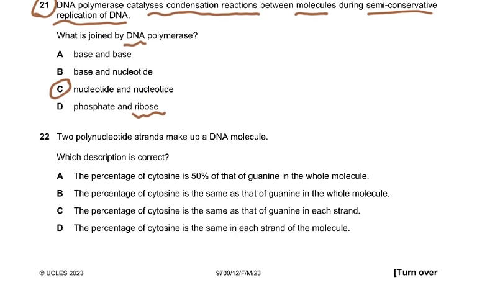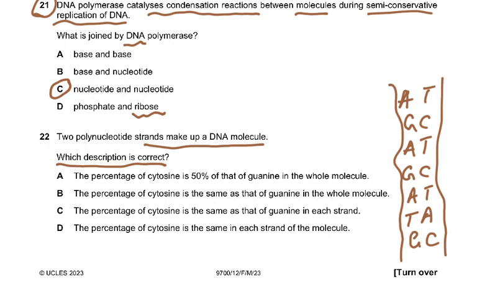Then coming to question number 22, two polynucleotide strands make up a DNA molecule. Which description is correct? Now, I often say this is actually checking how good your English is. The percentage of cytosine is 50% to that of guanine. No, that's rubbish. If there's one C, there's another C, then there's a third C, there'll be three G's as well. The percentage of cytosine is the same as that of guanine in the whole molecule. So C and G would be the same. So that is why the answer to 22 is B.